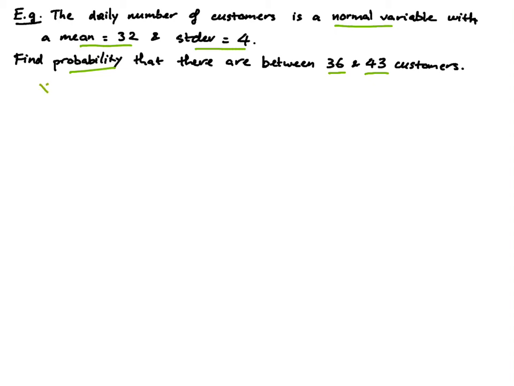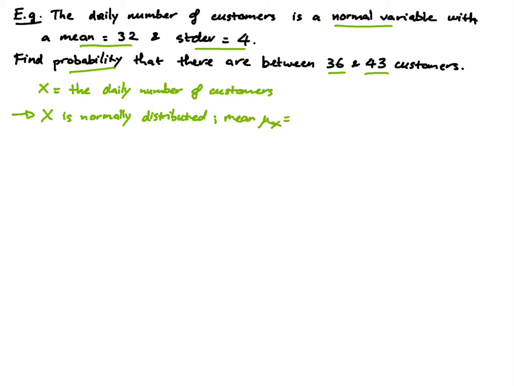I'm going to let X denote the daily number of customers, and so X is normally distributed. The mean mu of X is equal to 32, and the standard deviation sigma of X is equal to 4. What we want to find is the probability that 36 is less than or equal to X less than or equal to 43.